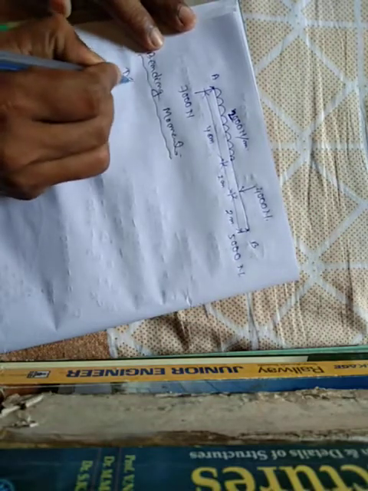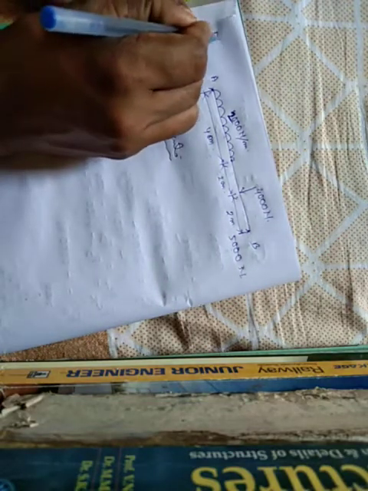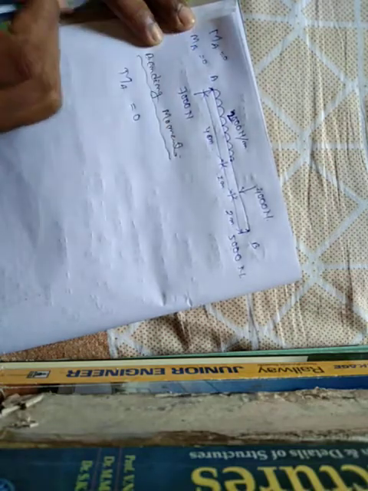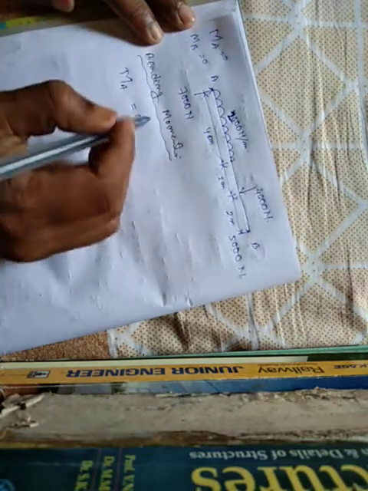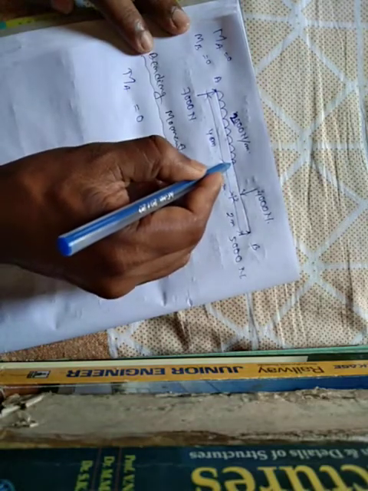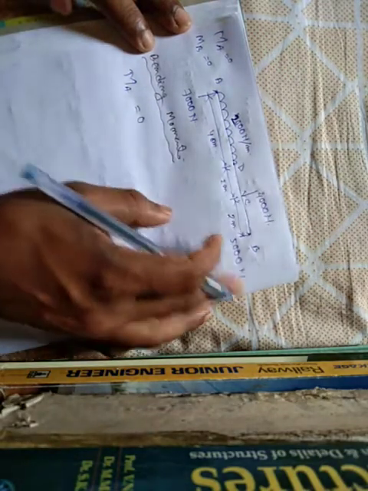Bending moment about point A is equal to 0. Previously I have said the bending moment at point A equals 0, and the bending moment at point B equals 0. Now find out the bending moment at point D.